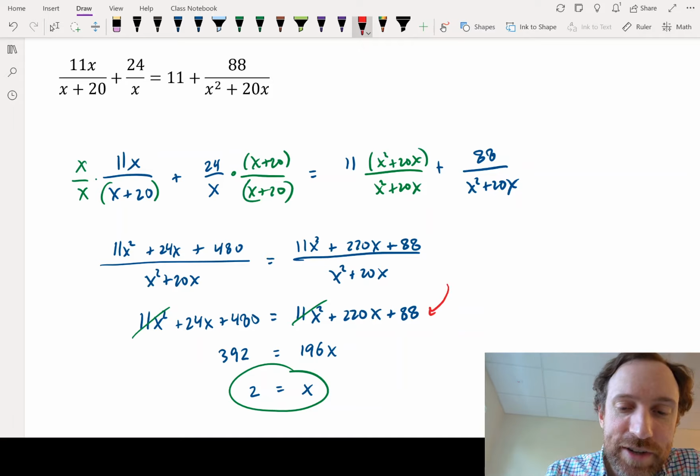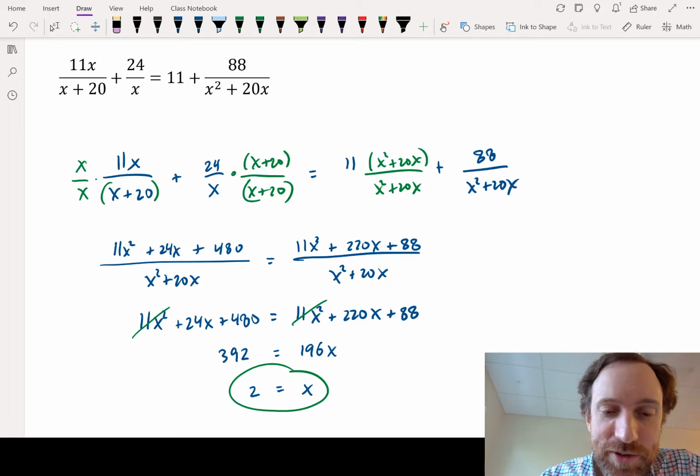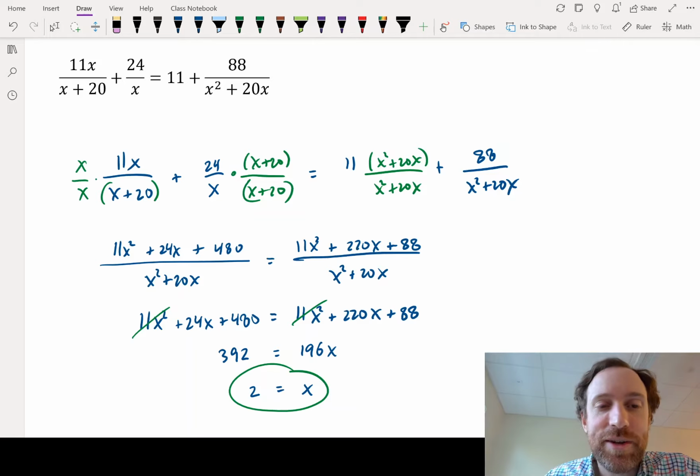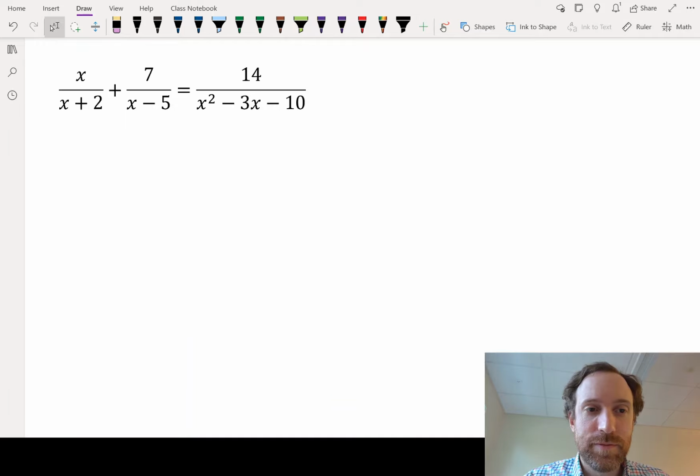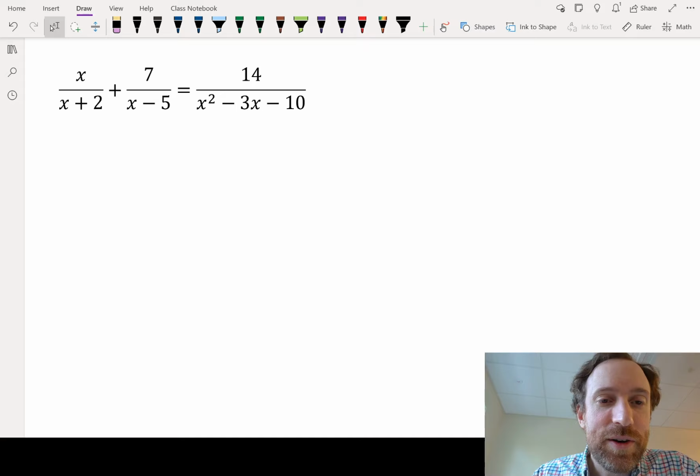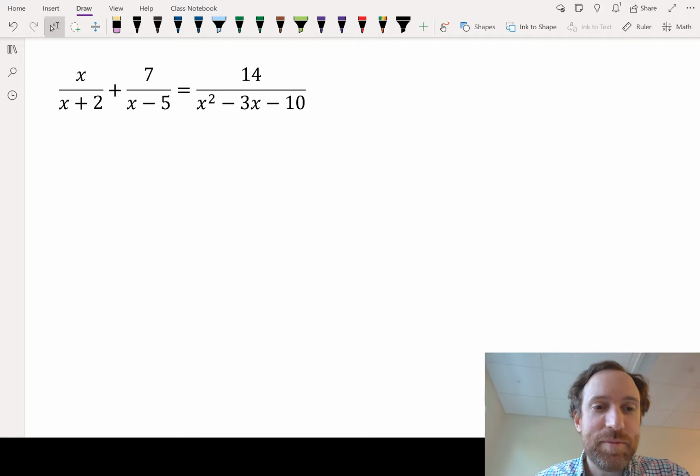If these 11x squared hadn't subtracted from both sides, then you would have ended up with a quadratic equation, so just go ahead and set it equal to 0 and solve, and you could have ended up with two solutions. Now is a good time to pause and ask questions. All right, here's one last example. Go ahead and give this one a try. Pause the video and see if you can solve it.